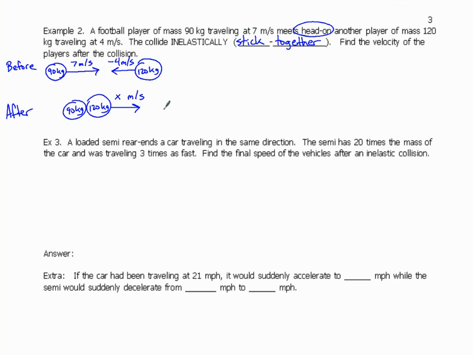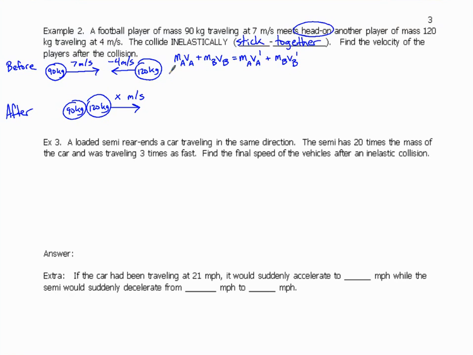So we're going to use our formula for the law of conservation of momentum, where it was mass of A times the velocity of A plus the mass of B times the velocity of B, and that equals the mass of A times the velocity of A prime plus the mass of B times the velocity of B prime. So we can go ahead and put in the numbers that we have.